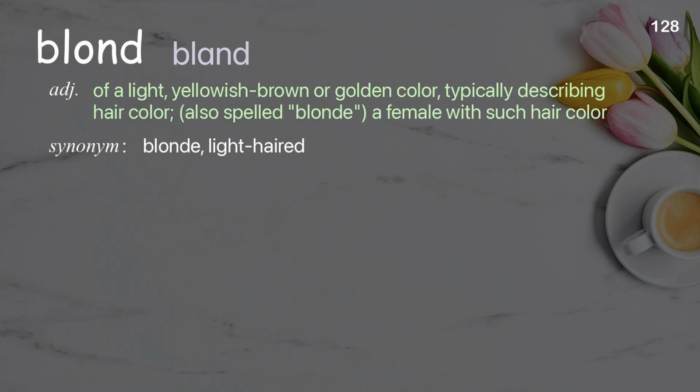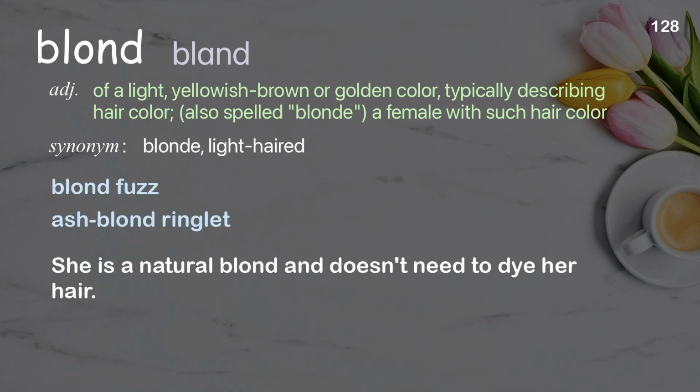Blonde: Of a light, yellowish brown or golden color, typically describing hair color, also spelled blond, a female with such hair color. Examples: Blonde fuzz. Ash blonde ringlet. She's a natural blonde and doesn't need to dye her hair.